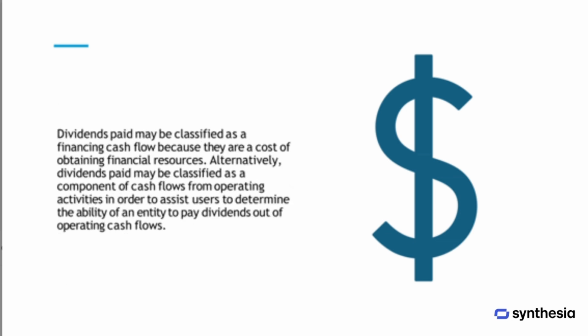Dividends paid are generally classified as financing cash flows since they represent a cost of obtaining financial resources. However, they may also be classified as operating cash flows to help users assess an entity's ability to pay dividends from its operating cash flows. The classification should be applied consistently across reporting periods.